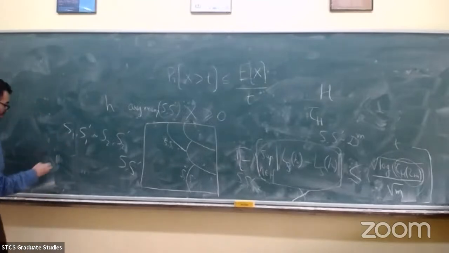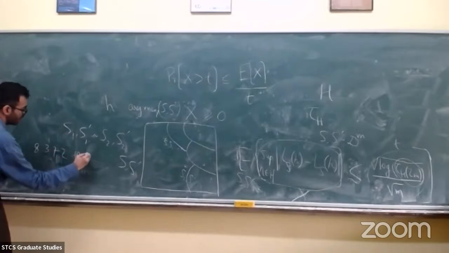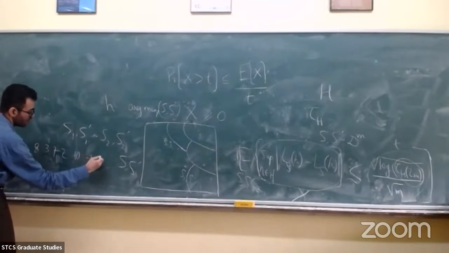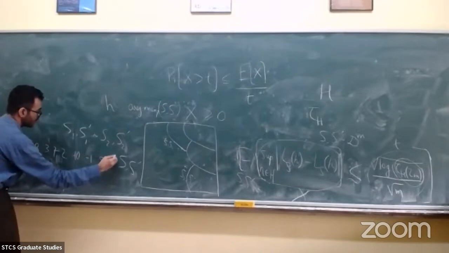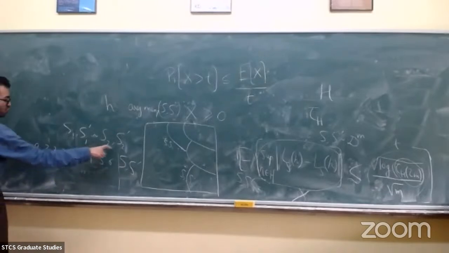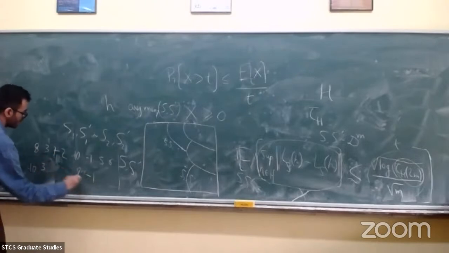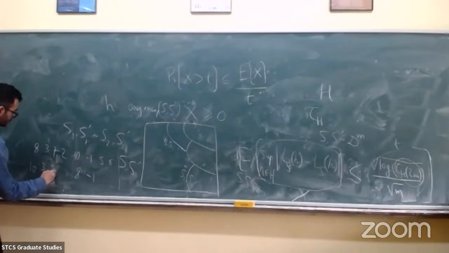I think we have an example there. Let's say S1 is 8, 3, 7, 2 and S1 prime is 10, minus 1, 5, 6. Then maybe I can get S2 prime by switching around the ith samples. If I switch these two, I get 10, 8. Maybe I don't switch these two, I get 3, minus 1. Maybe I switch the next one, I get 5, 7. Maybe I don't switch the next one, I get 4, 6.